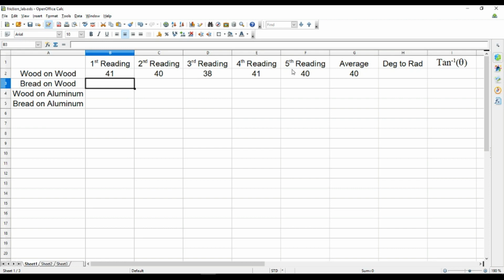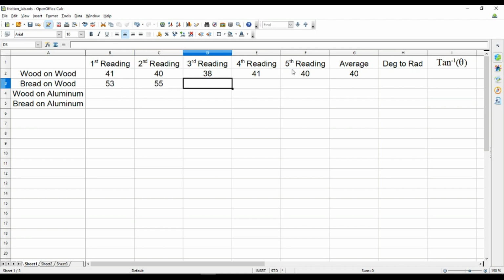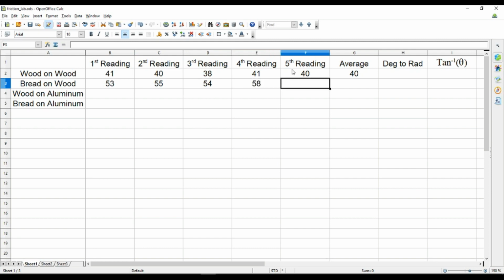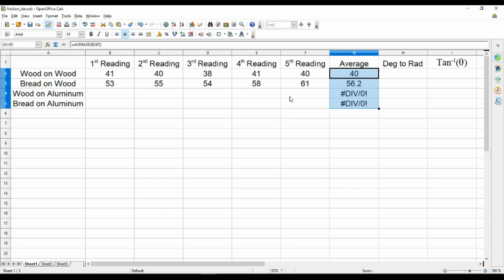The first reading was 53 degrees, the second reading was 55 degrees, the third reading was 54 degrees, the fourth reading was 58 degrees, and the fifth reading is 61 degrees. And the neat thing is we don't have to put in the formula again, because we can just take this, drag it down, and it does this for us automatically. Now we get some weird things happening here, but that's because we haven't put any data into these columns yet.